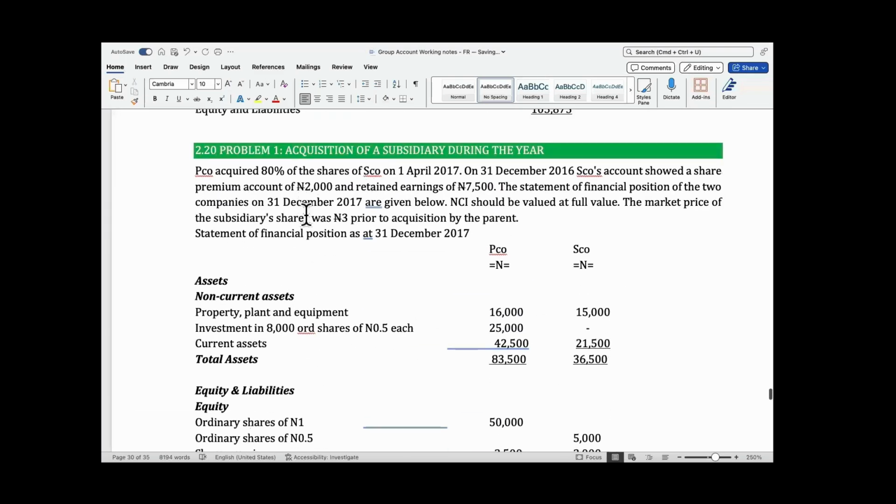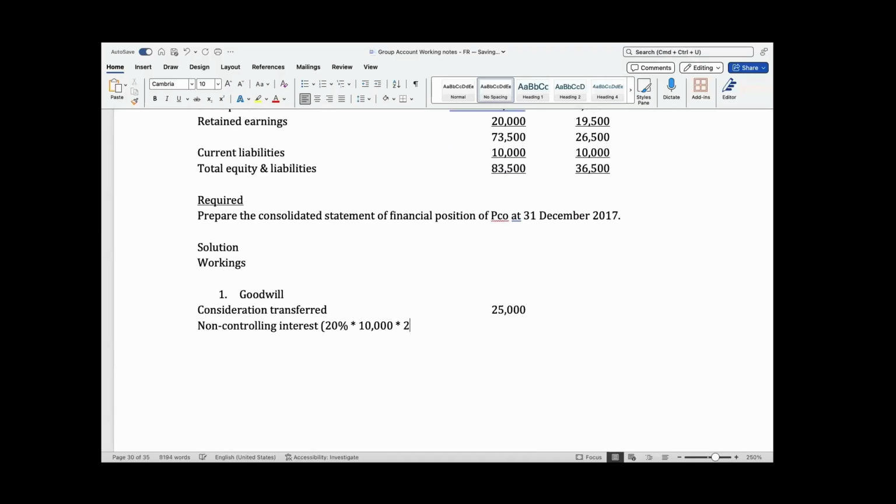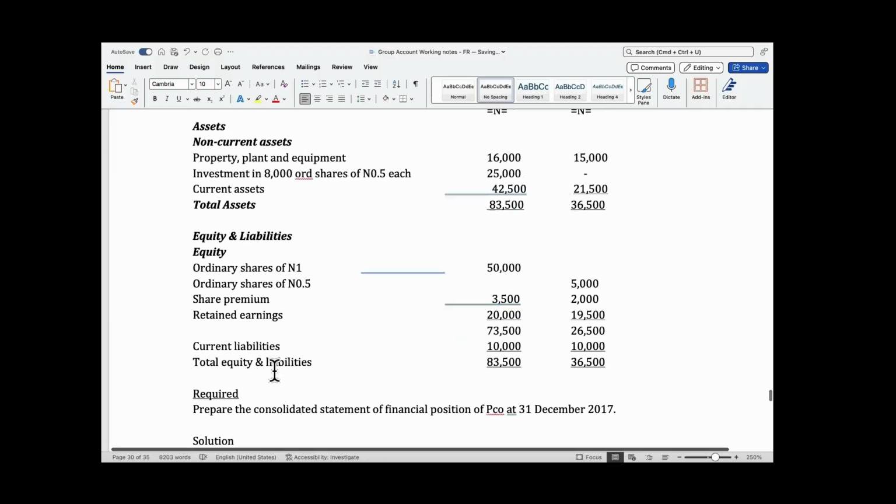So what's the share price of the subsidiary? It's 3 naira. So times 3, we should be looking at 6,000. We add these two together, we are looking at 31,000. It's 3 times 3, yes, that's correct. What is the ordinary share capital of the subsidiary? That's 5,000.